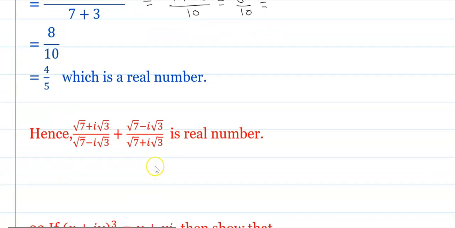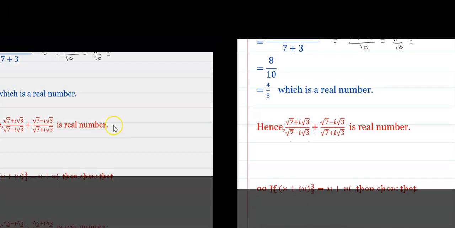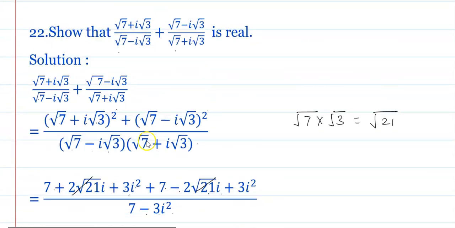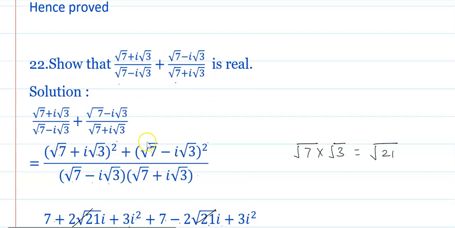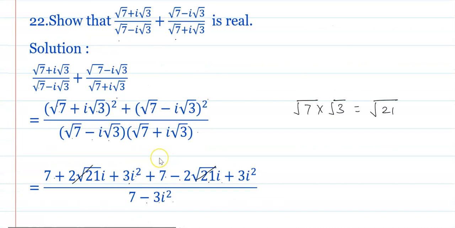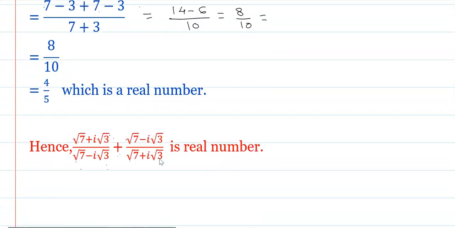And hence, we showed that (root 7 plus i root 3) upon (root 7 minus i root 3) plus (root 7 minus i root 3) upon (root 7 plus i root 3) is a real number. Okay. Normally, cross multiplication is most important here, and you only have to evaluate the bracket squares, that's all.